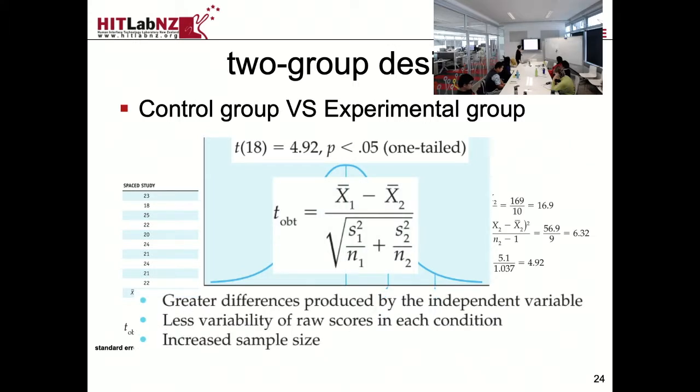And the last one is the degree of freedom, which means, as we mentioned just before, if we increase the number of samples, then we can get a more solid result and a higher t-value. So from this formula, this kind of insight is very important to understand why we are doing inferential statistics, and why we are doing the t-test, when we are doing the t-test with two groups. That is very important. Make sense?